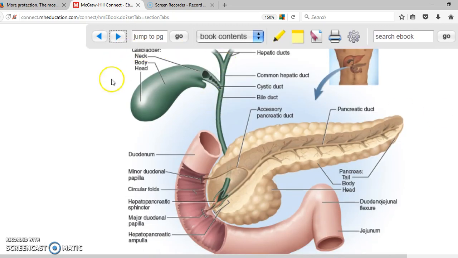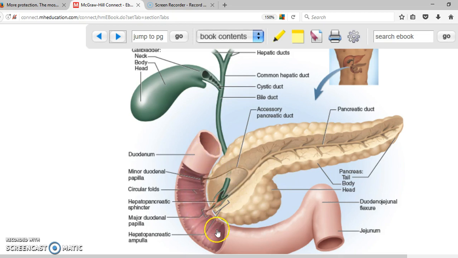So here's the liver, and here's the gallbladder. The gallbladder is where you store the bile. Okay. Look at the tube we use for bile. And this one right here is the pancreas. The pancreas has different areas. This one is going to be the pancreatic tail, the pancreatic body, the pancreatic head.